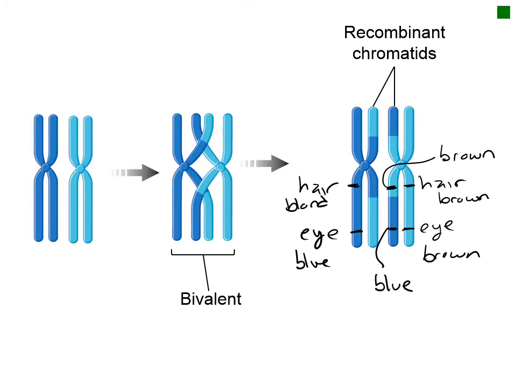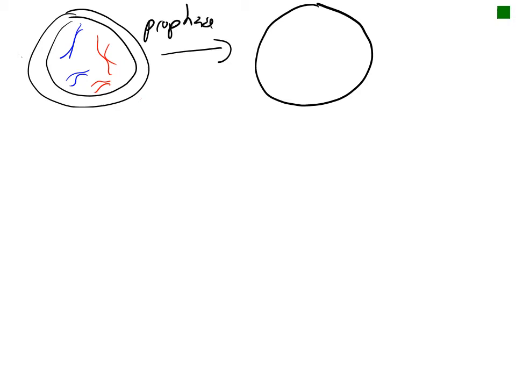Later in the semester, when we discuss natural selection and evolution, we will learn how important variation is to the process of natural selection. Going back to the diagram of our original cell, we can now see as we move into prophase 1 that our bivalents will form.